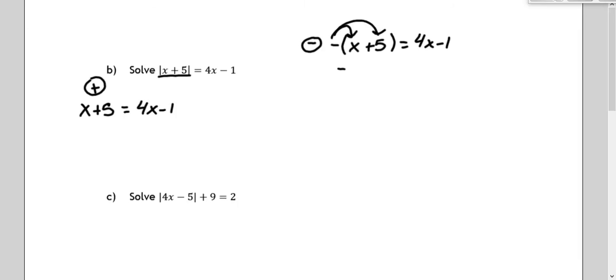And you don't have to do this step. If you can do this all at once, please do it. I'm just kind of going a little bit slower so you guys can see the thought process. So then over here, we will start with the positive one.